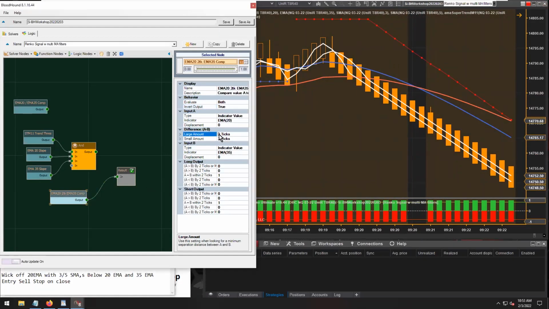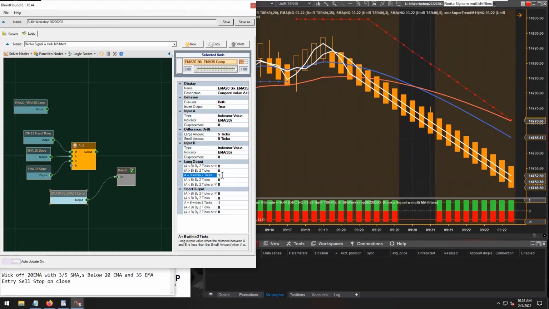And maybe, this is a pretty large Renko bar, so maybe I'll knock this up to 5 ticks. A little bit more. Yeah, I'll just keep it at 5 ticks for now. And adjust the name here. So make sure that you update the name of your solver if you update the settings, just so you don't get confused later on.